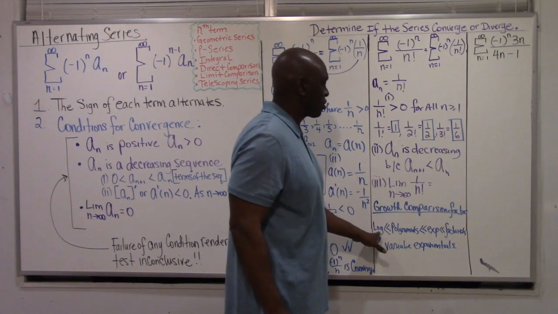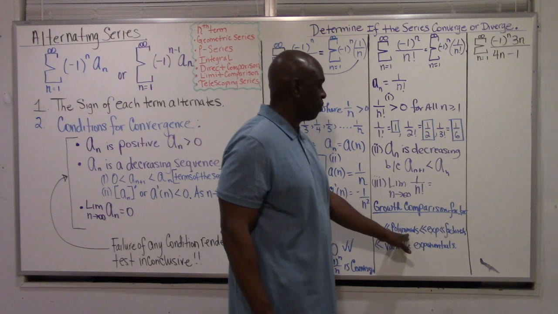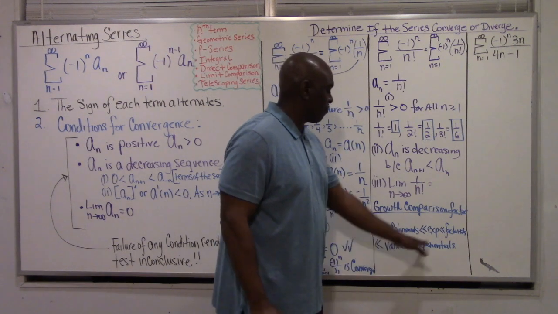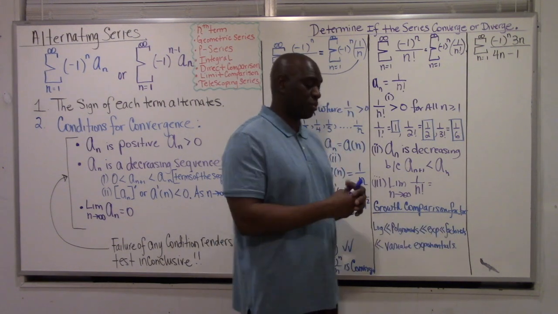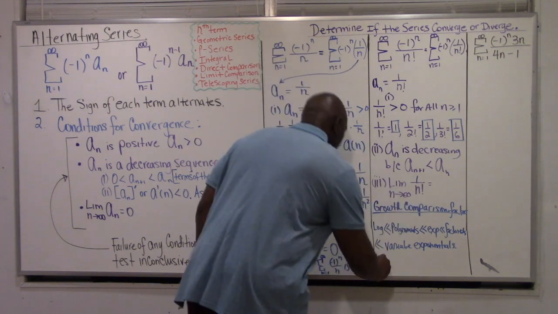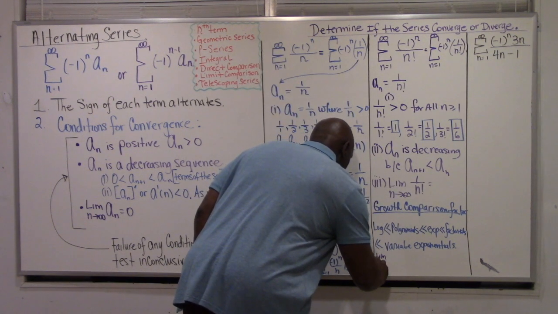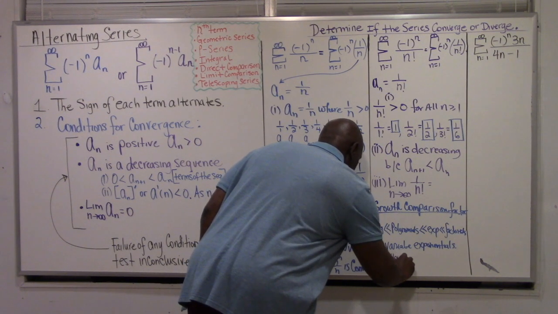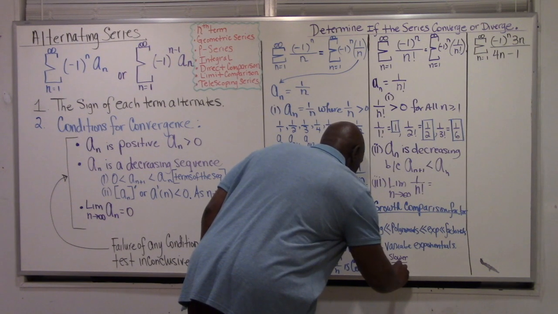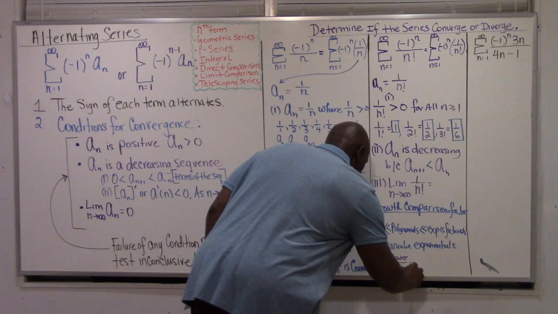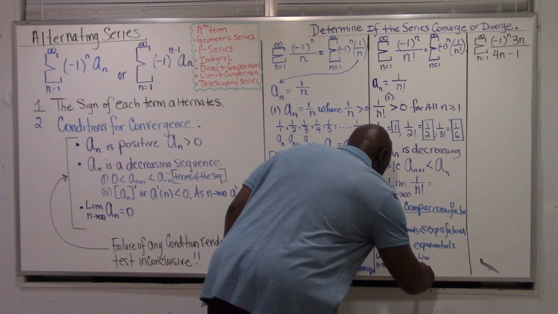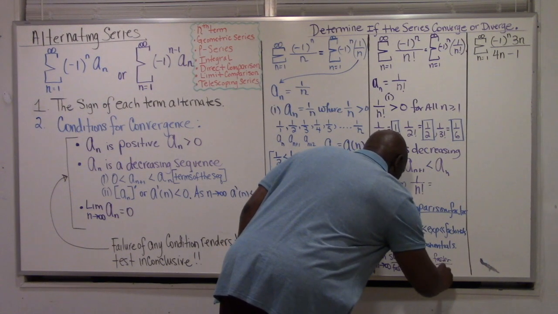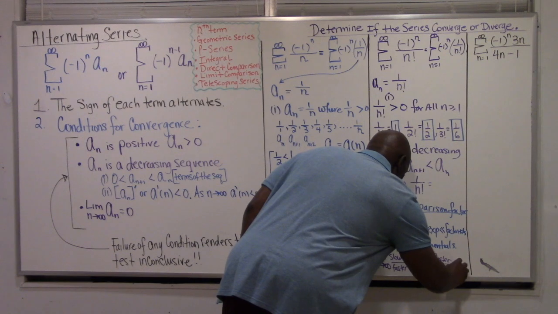So, log functions grow slower than polynomials, polynomials slower than exponentials, exponentials slower than factorials, and factorials slower than the variable exponentials. Okay? Which states that the limit as n goes to infinity of the slower over the faster is 0, and the limit as n goes to infinity of the faster over the slower is infinity.